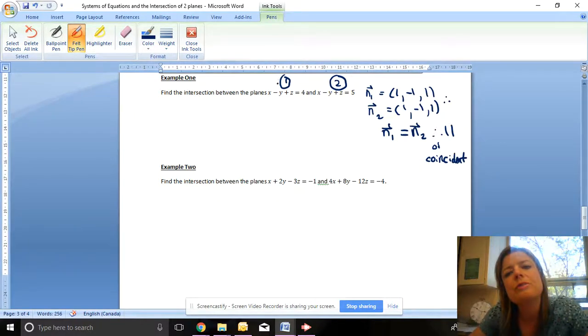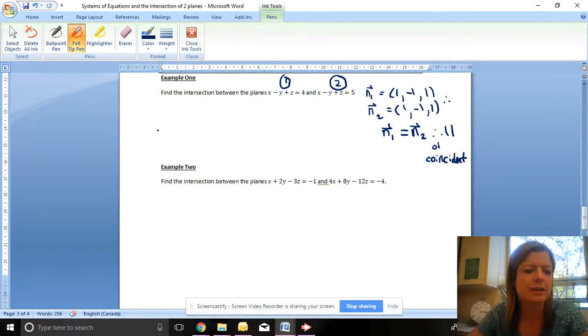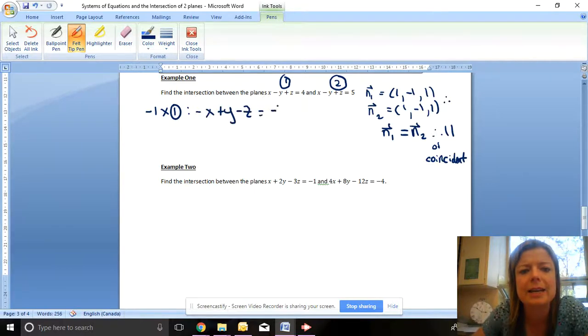So take a look. You should be able to just think about it just by looking at these two equations and think, well, if these values are different, then they have to be parallel and not coincident. But I'll show you what happens when you actually try to solve this system. So let's say I want to add the two equations together to eliminate a variable. So let's say I multiply equation 1 by -1 to get -x plus y minus z equals -4. And I add that to plane 2, which is x minus y plus z equals 5.